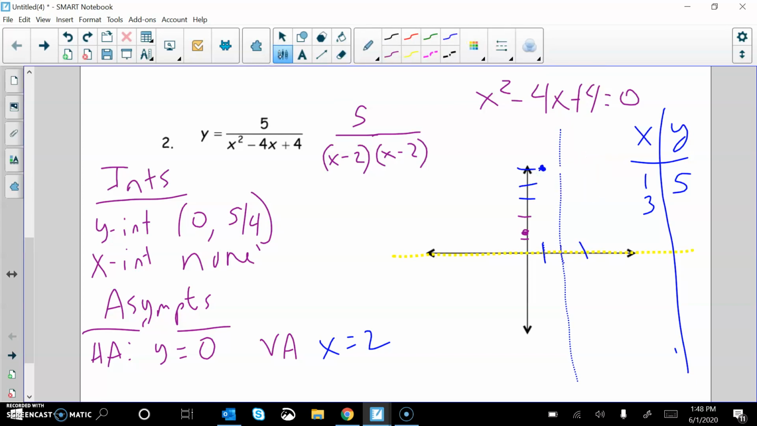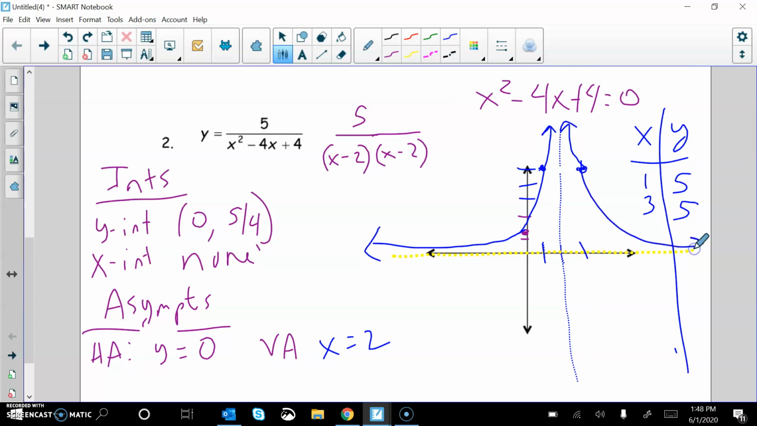Plug in 3. So put 3 there, 1 times 1. You're going to get 5 as well. So over here, it's also going up. So this one approaches the asymptote upward. If you plug in very small numbers, negative 100, negative a billion, and so forth, you'll get y coordinates closer to 0. On this other side, it's also approaching the asymptote in the same direction, upward.